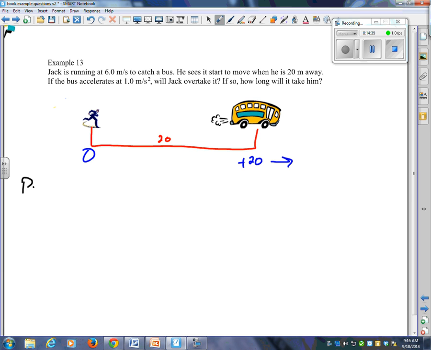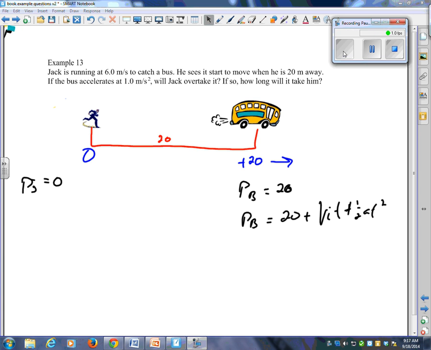So position Jack initially is 0. Position bus is at 20, right? And then position bus after is going to be 20 plus the displacement of the bus. This time the bus is the one that's accelerating. So an accelerating vehicle would be v_i t plus 1/2 a t squared. Are we good there? Yeah.